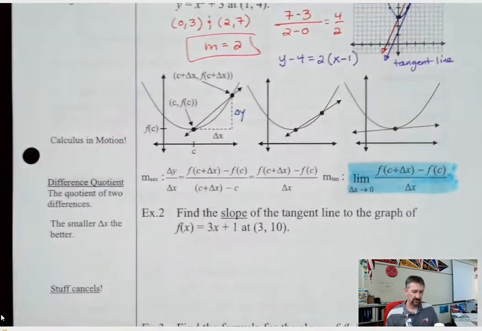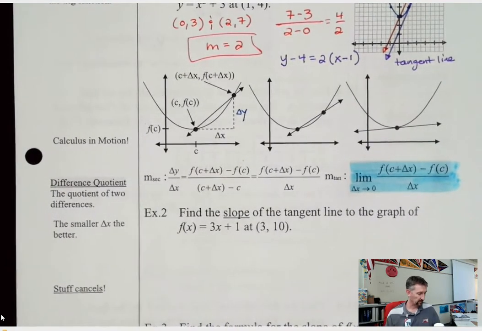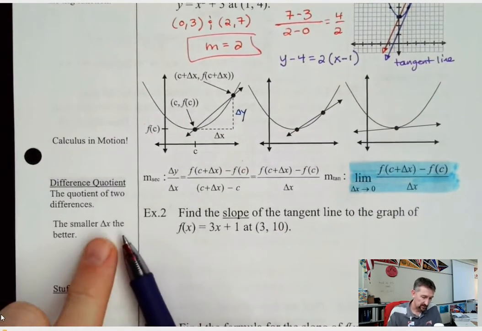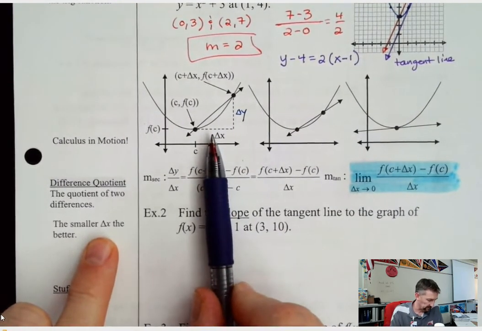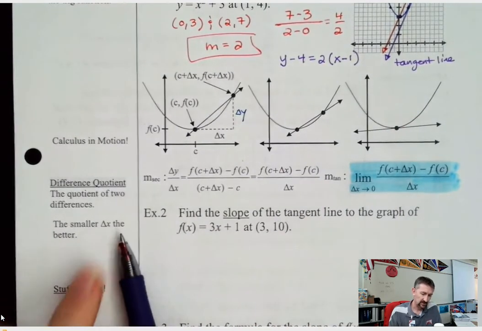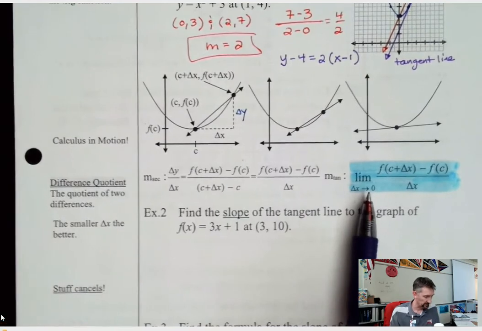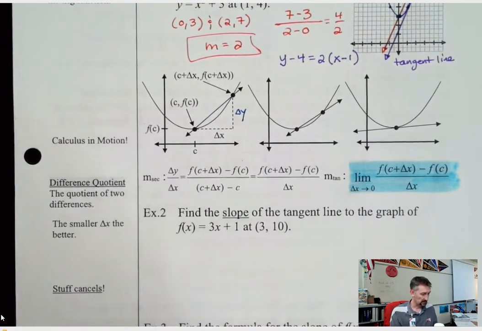Okay, that's called the difference quotient, which is when we divide two things that are being subtracted. So the smaller delta x becomes, the closer the slope will match. So that's why we're taking the limit as delta x approaches 0.